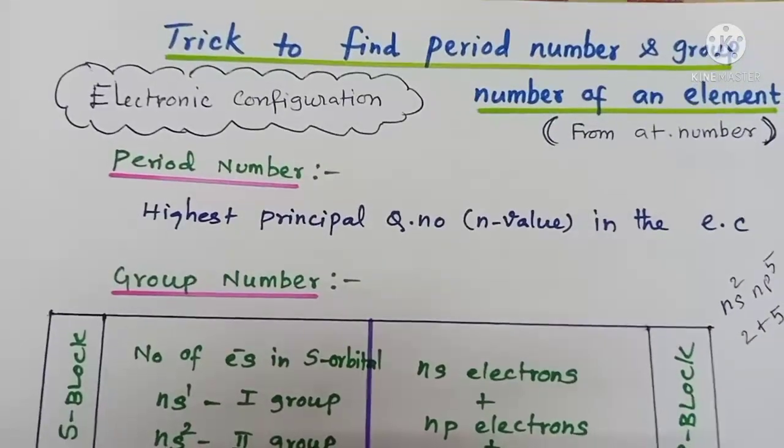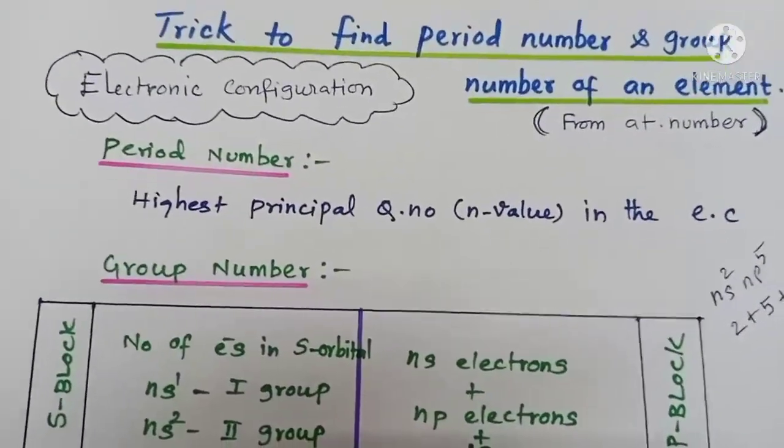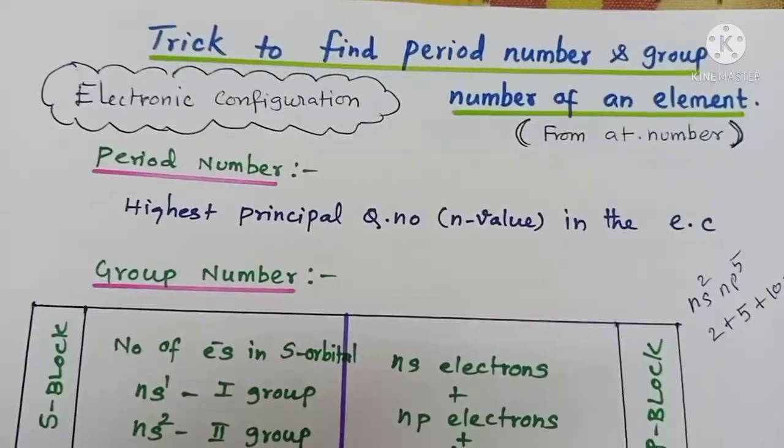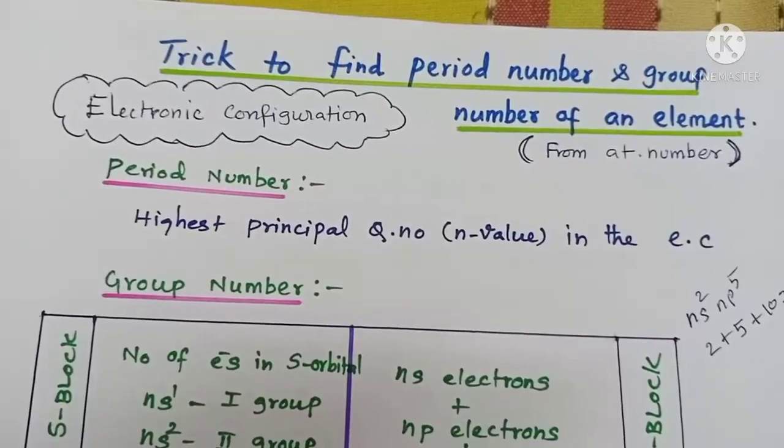In this video I am going to discuss a simple trick to find the period number and group number of an element whose atomic number is known. From the atomic number of the element we are able to find out the period number and group number.